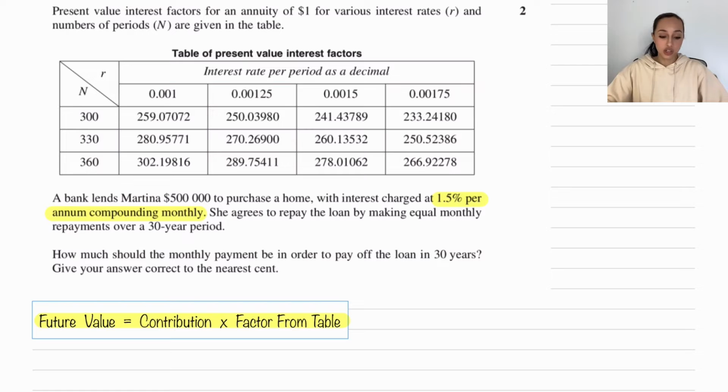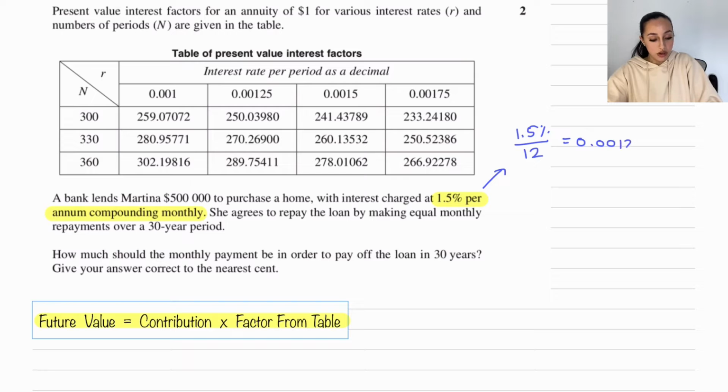So if you look at your interest rate, we have 1.5% per annum, compounding monthly. Because we're compounding monthly, we need to change all of our units into months. So first let's change this interest rate into a per month interest rate. Per annum just means per year, so there are 12 months in a year. So to go from a per annum interest rate to a per month interest rate, we just divide by 12. Put that on your calculator and you'll see that you get 0.00125. Find that in your table and highlight that.